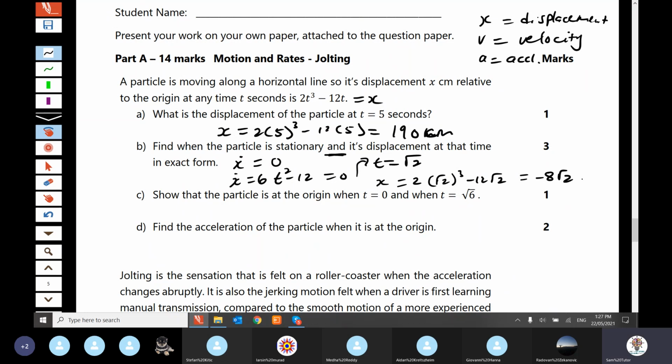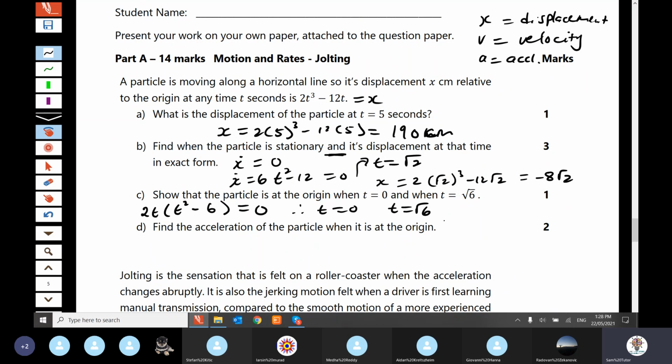Show that the particle is at the origin when t equals 0 and when t equals root 6. Obviously that means just solve for t when x is equal to 0. So solve for t when x equals 0. Therefore, t equals 0, t equals square root of 6. So far so good. This is the way you'll see it in your exams: find displacement, find stationary, show that when this is this.